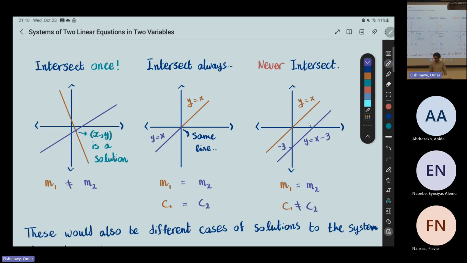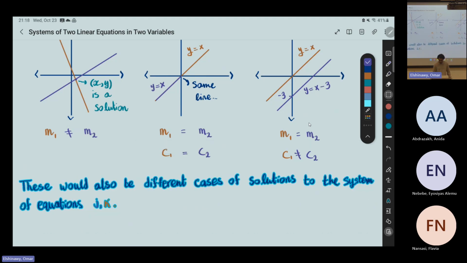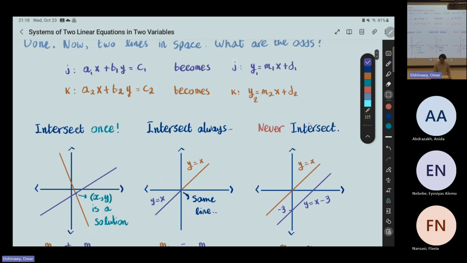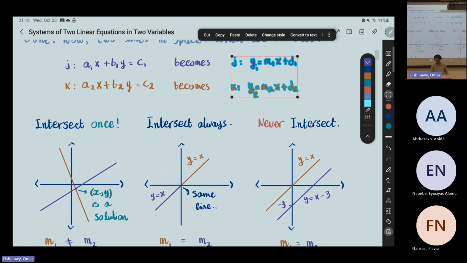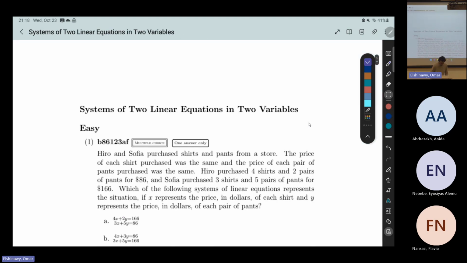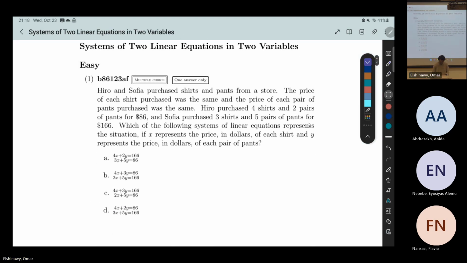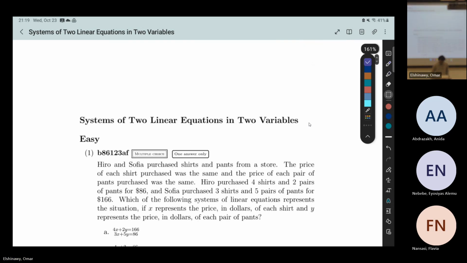And now we talk about solutions to the system of equations. So I want you to keep in mind that we started this discussion with two equations, J and K, which are of this form. We transform them to this form by the initial argument, but when you see them, you'll see them in this form. Just to give you an example, 4x plus 2y is equal to 86, and 3x plus 5y is equal to 166. These are two lines in the plane.